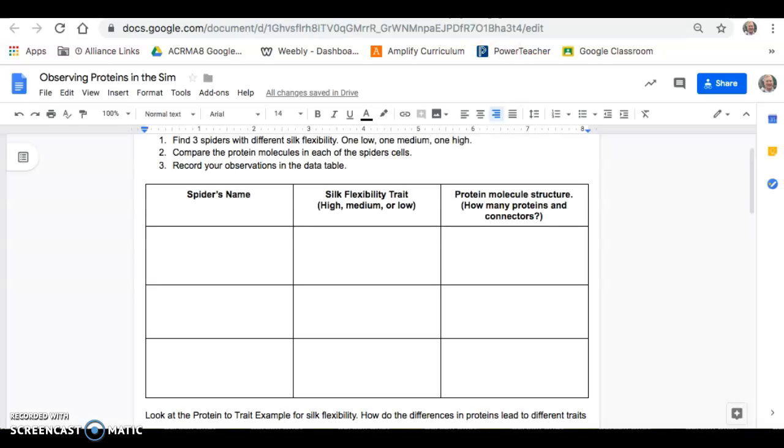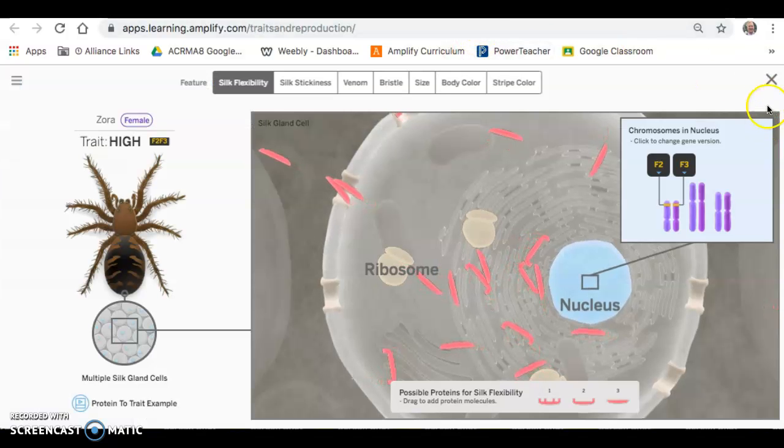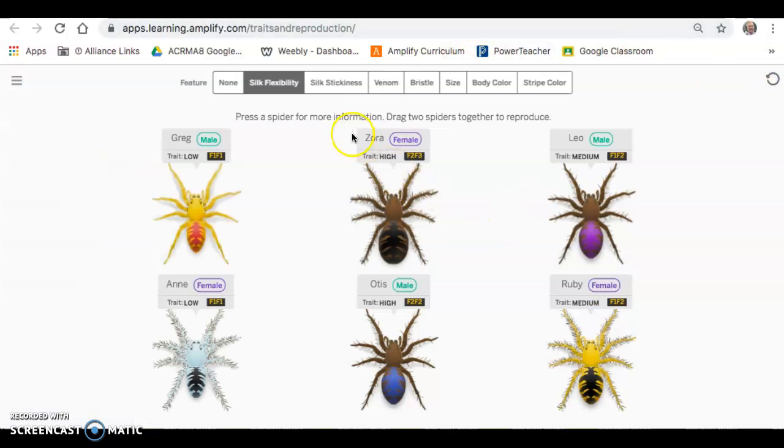So now, in your handout, we want to find 3 spiders with different silk flexibility. 1 low, 1 medium, and 1 high. So I'm going to look in our sim. I'm going to make sure this is set to silk flexibility. And then I'm going to pick one that is low. So look at Greg, he's low.